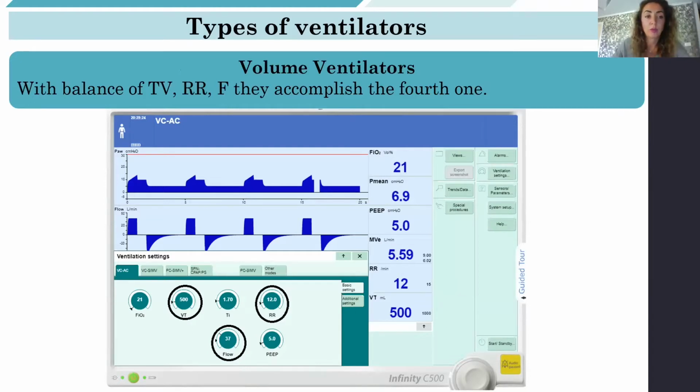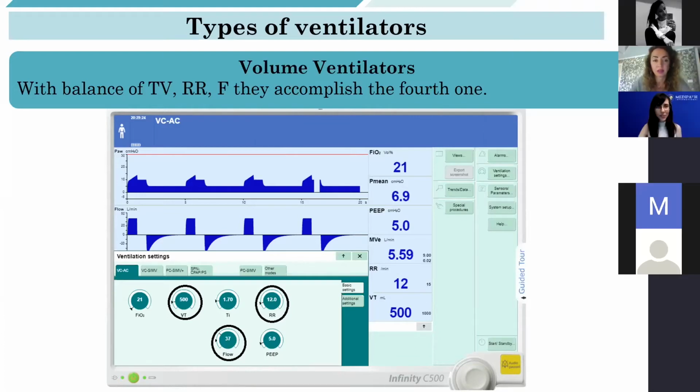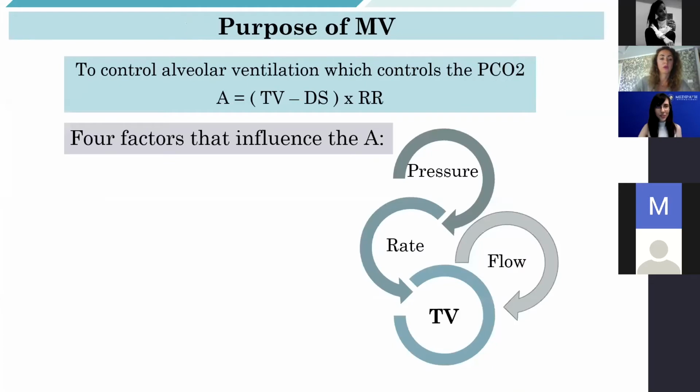So we will set the tidal volume. They are circled with a black circle in the picture. We have the respiratory rate and we have the flow that we will set. And we will accomplish the fourth one in these circumstances, that will be the pressure. Depending on the condition of the lung of the patient, it will trigger different pressure, so it will achieve the desired tidal volume. Purpose of mechanical ventilation.